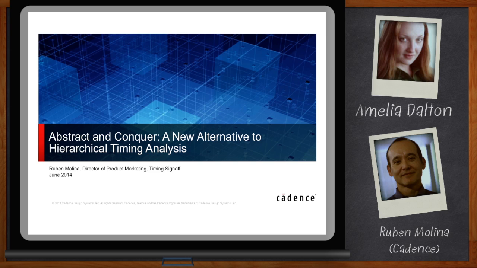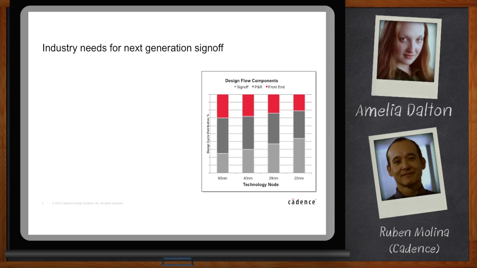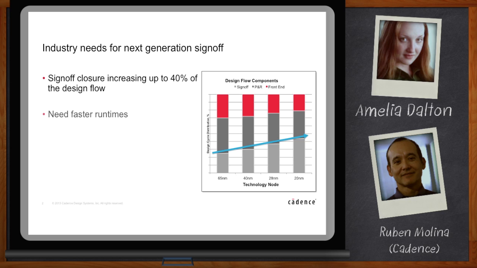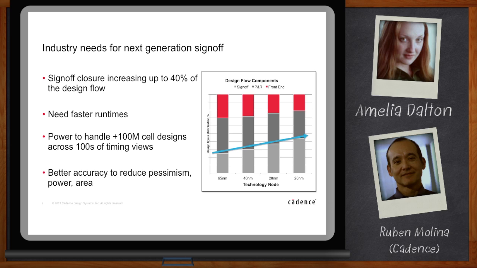So, abstract and conquer. What's up with this title, Ruben? Well, that's a play on, of course, divide and conquer. When you look at the way that people do really large designs today, they do it in what we call hierarchical analysis, where basically they're dividing the design up into several pieces and then running those pieces individually. There are limitations with that, which we're probably going to get into here in a few minutes, but abstract and conquer is a new way of doing things where we're really doing flat level analysis, but on targeted areas in the chip that need to be analyzed. So it's really the best of both worlds.